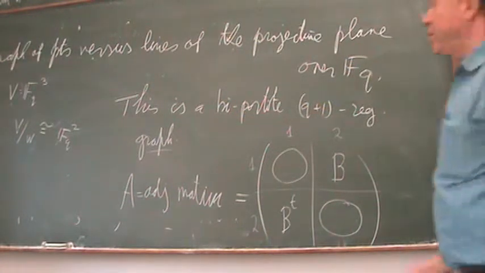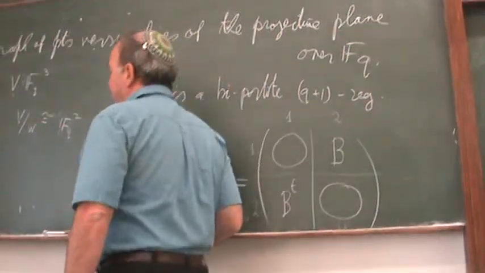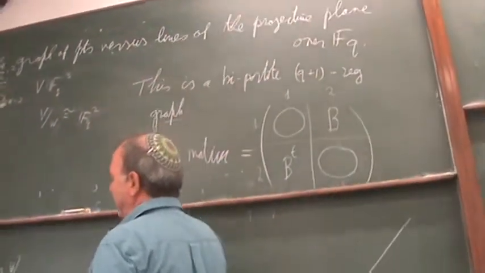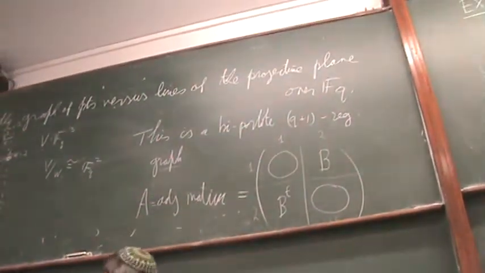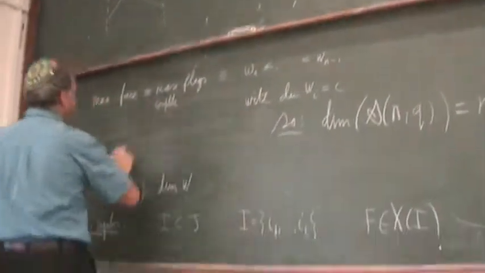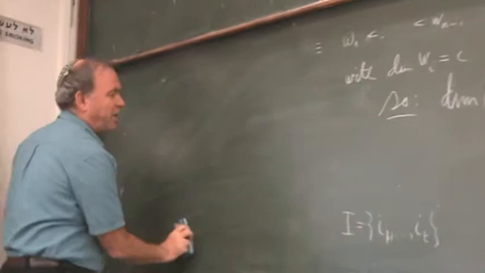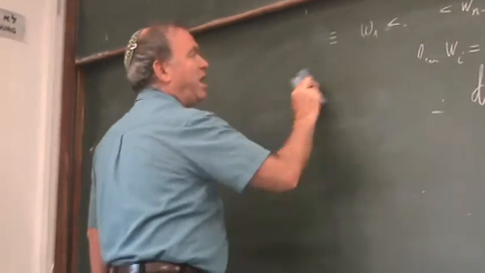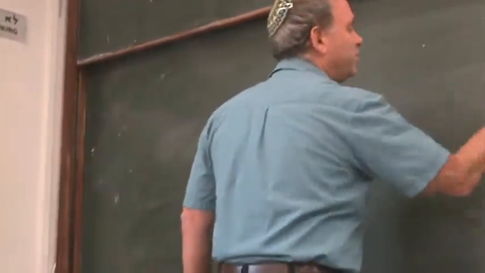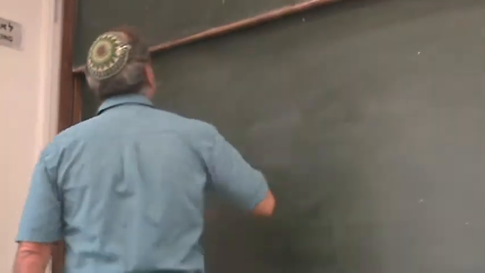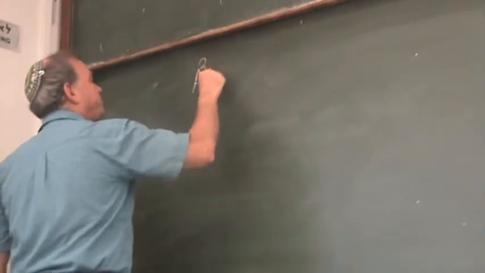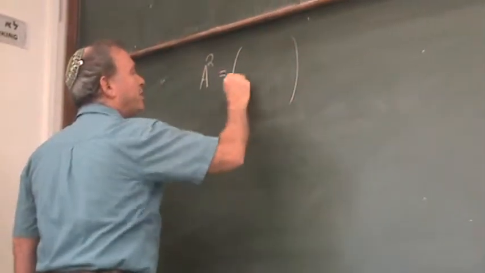If we want to compute eigenvalues, it's basically the trick I showed you. In a bipartite graph, sometimes the easiest way to compute eigenvalues, instead of computing the eigenvalues of A, is to compute the eigenvalues of A squared. So let's see what A squared is here.